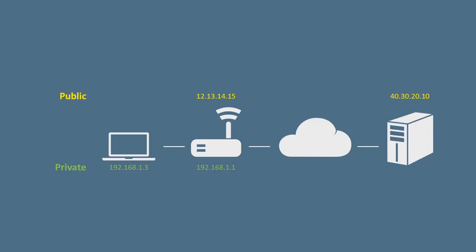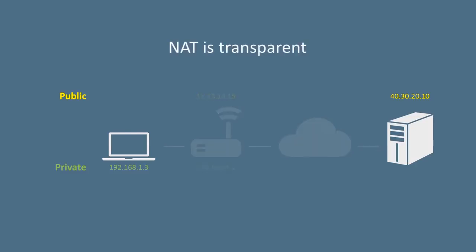Jane's laptop doesn't have to care about any of that NAT stuff. The home router completely handles it for Jane's laptop, and it is completely transparent, so Jane's laptop doesn't have to worry about public and private IP addresses. No, this is something the router fixes, and Jane's laptop doesn't have to worry about it.